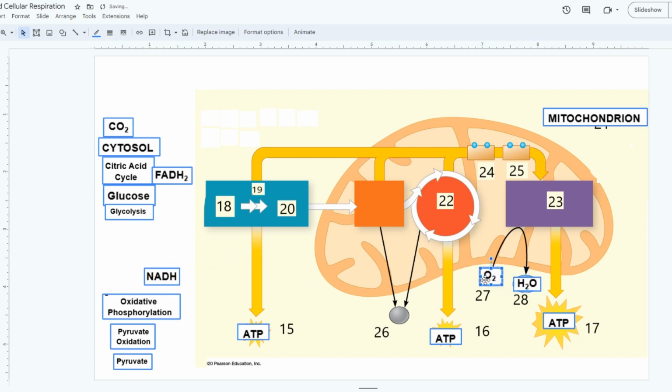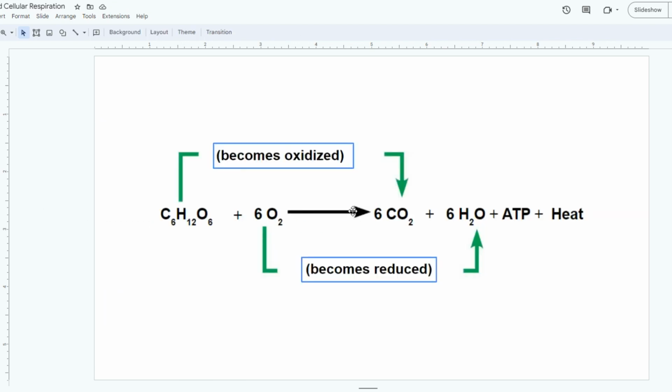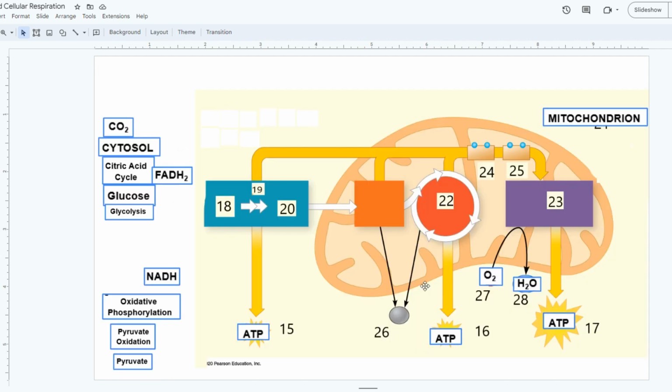Here's our oxygen. So our oxygen is converted into water. And remember, we talked about this when we talked about the oxidation reduction reactions that are happening here. Your oxygen is turned into water. This is part of that reaction that's happening there. So oxygen goes to water. And then, as you're labeling these, think about what's happening here.